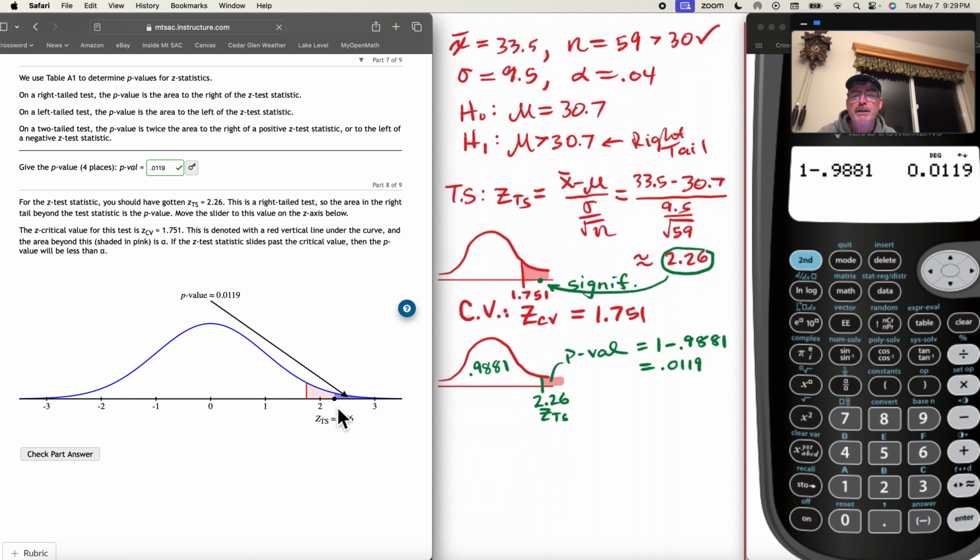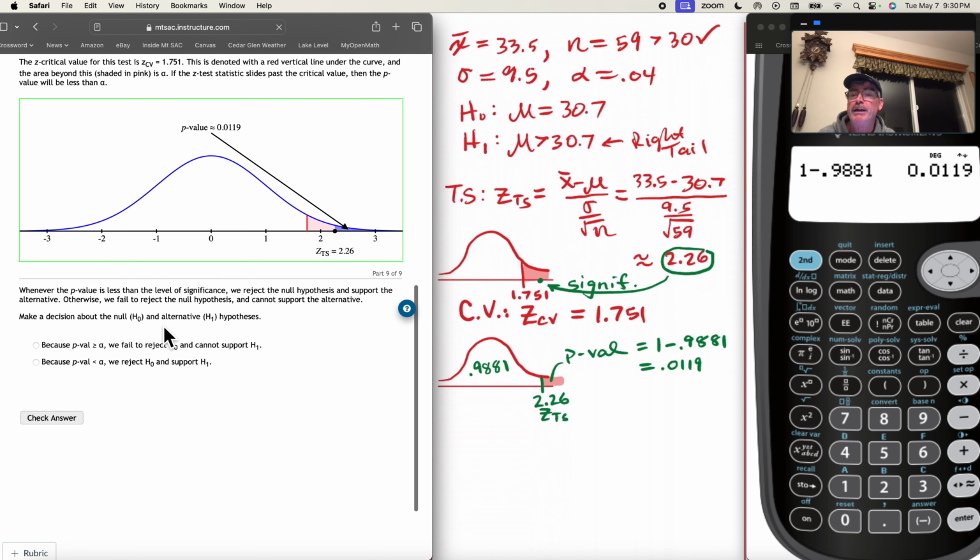So this has gone past the critical value. The pink area here is the alpha value. So the blue area is the p-value, which you can see is 0.0119, and that's exactly what we got. Clearly the p-value in blue will be less than the level of significance alpha in pink. Okay, so I think we check that and move past it.